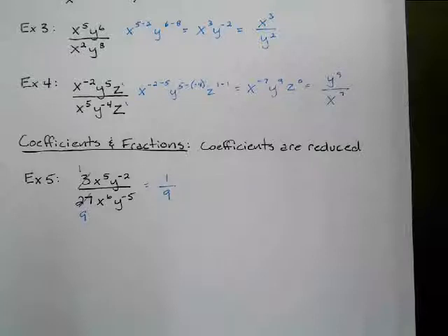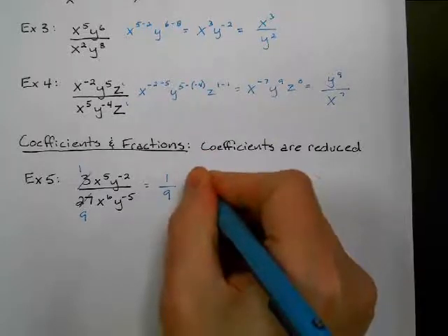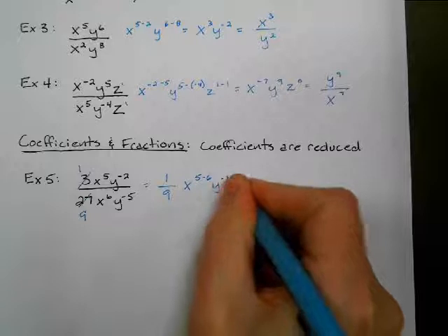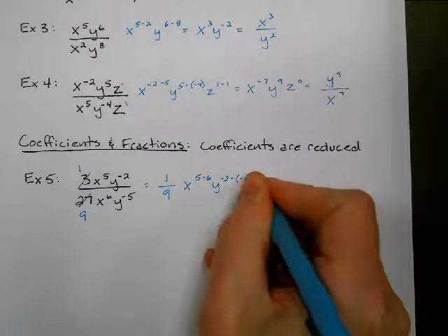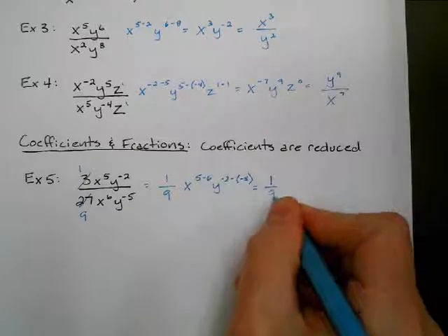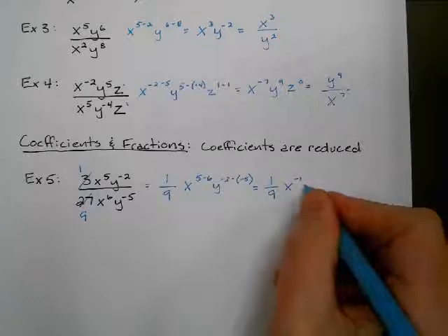Now we're going to look at the x's. We do x to the 5 minus 6 and y to the negative 2 minus negative 5. All right, so this is 1/9 x to the negative 1 and y to the negative 2 plus 5 is 3.